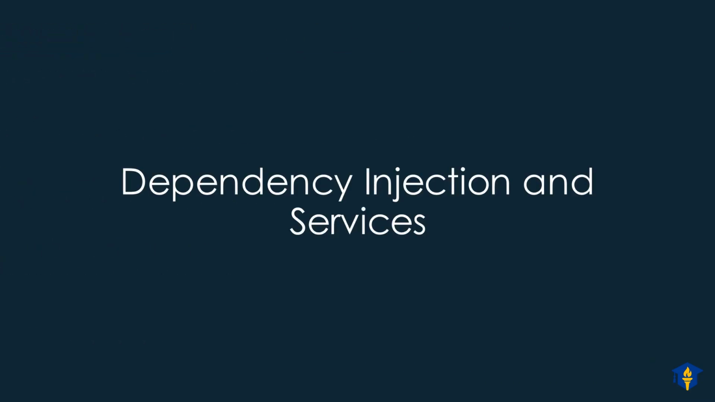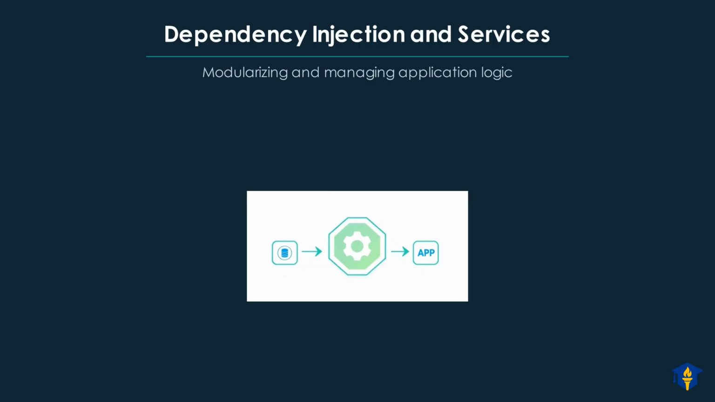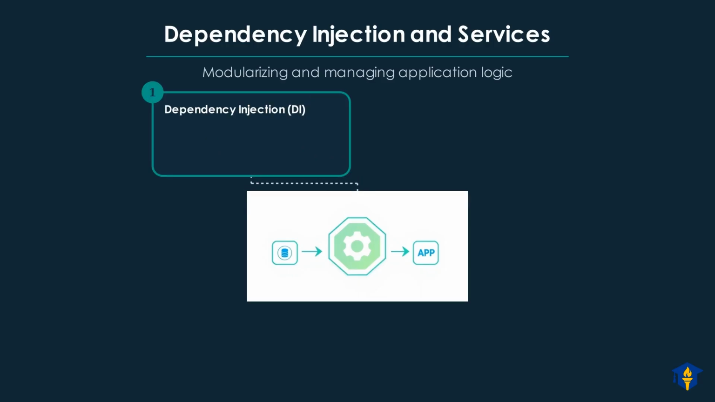Let us move on to dependency injection and services, crucial for modularizing and managing application logic. These concepts promote better organization and reusability within your Angular projects. Dependency injection, or DI, is a design pattern where Angular automatically injects dependencies into components. This means services and other objects are provided without you manually instantiating them.